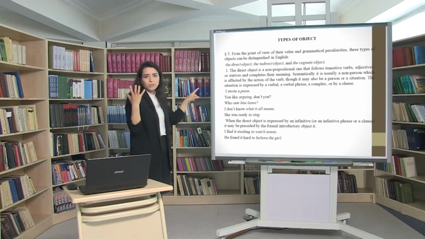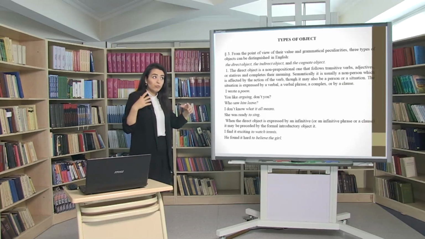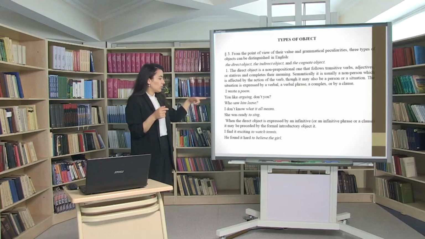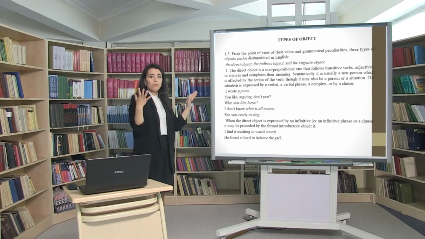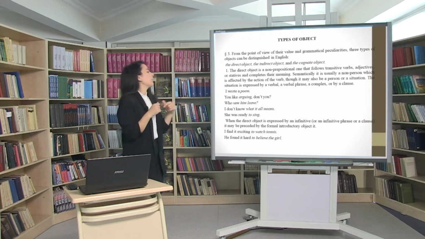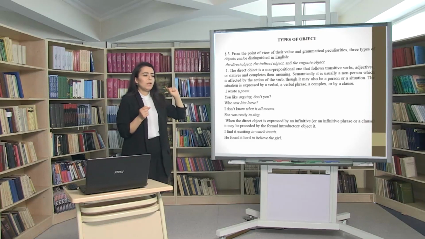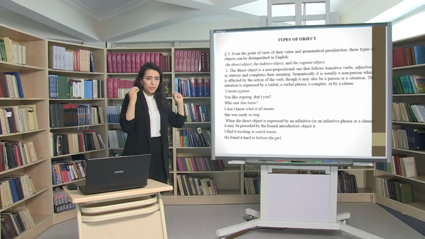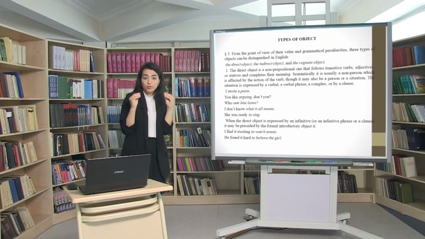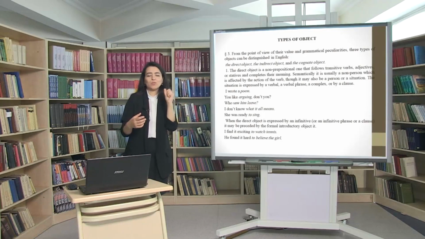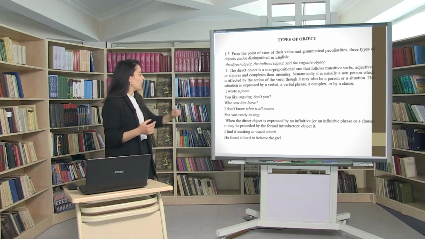Then I don't know what it all means. I don't know. What don't I know? Sorry. She was ready to sing. What was she ready to sing? And that's why I think you could achieve the easiest way to differentiate the direct object from the indirect object by asking the question what, and you will manage to find the types of object.